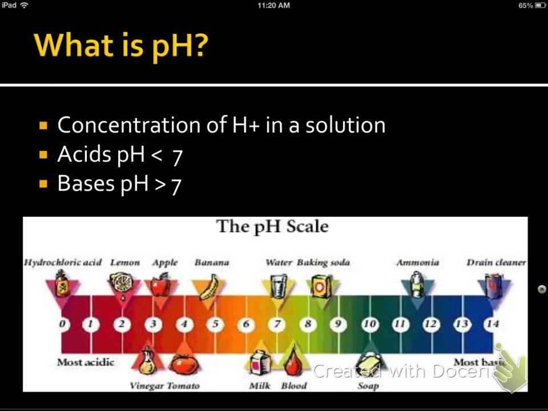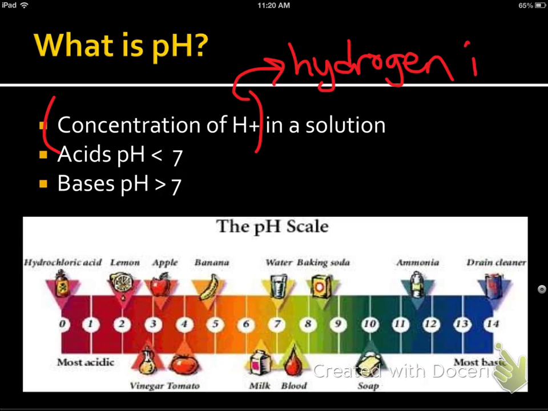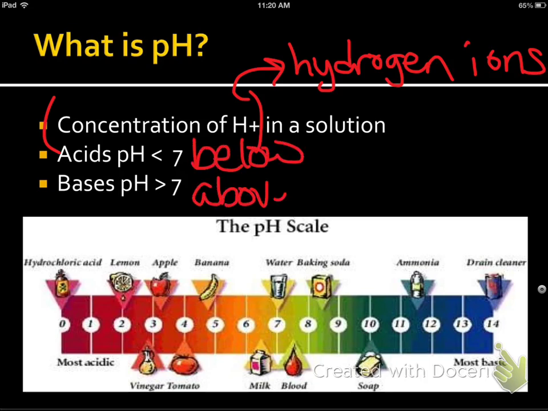All right, and last thing, we have pH. pH simply means the concentration of H+ in solution, and hopefully you know by now that H means hydrogen. The plus just means it's an ion. So, hydrogen ions in a solution. Acids are going to be anything below 7. Bases are anything above 7.